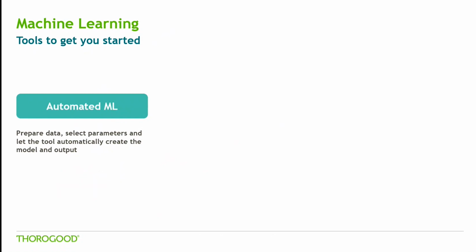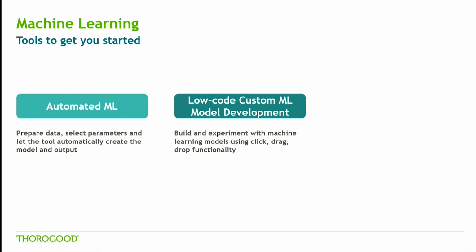and its tool Vertex AI. Then we also have the next stage, which is low-code custom ML model development, where you actually build and experiment with machine learning models using click, drag, and drop functionality. So it's much more hands-on than AutoML. You're doing a lot of the different steps.